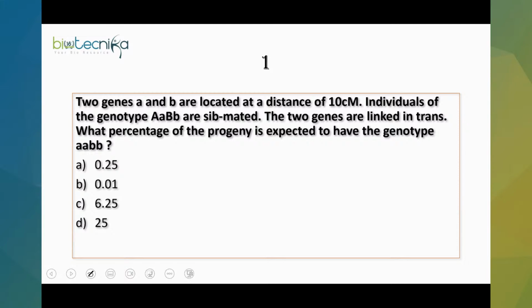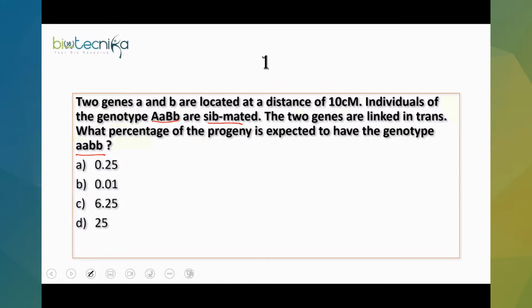Individuals of genotype capital A, small a, capital B, small b are test-mated. The two genes are linked in trans. What percentage of the progeny is expected to have the genotype small a, small a, small b, small b? So here also, in the previous class I explained what submated means. Submated means mated with an individual of the same genotype.